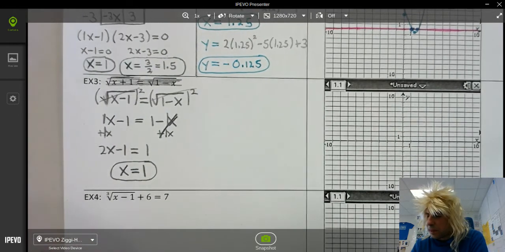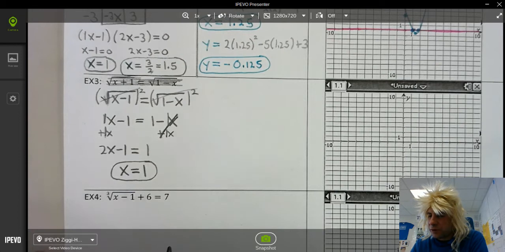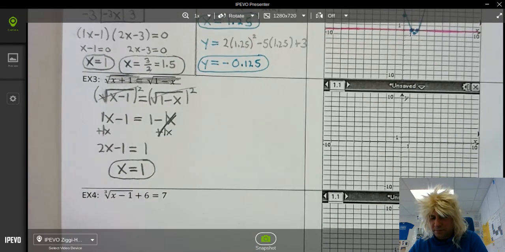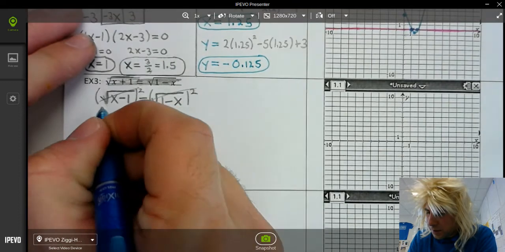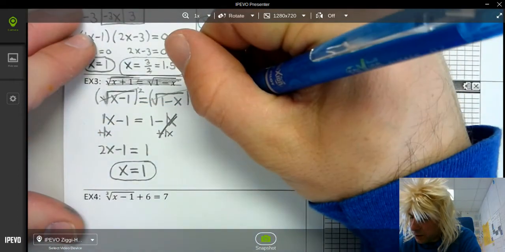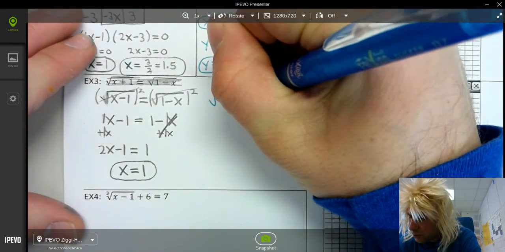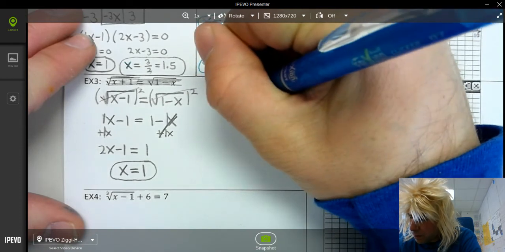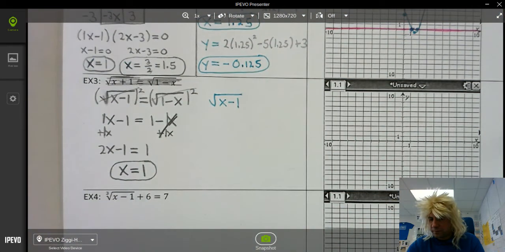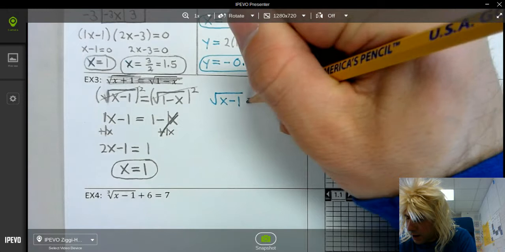All right. So now we know x equals 1 is the solution. We need now to graph and check. So again, I'm going to graph the left side in blue. So I'm going to rewrite it: square root of x minus 1. I'm going to graph the right side in pink.